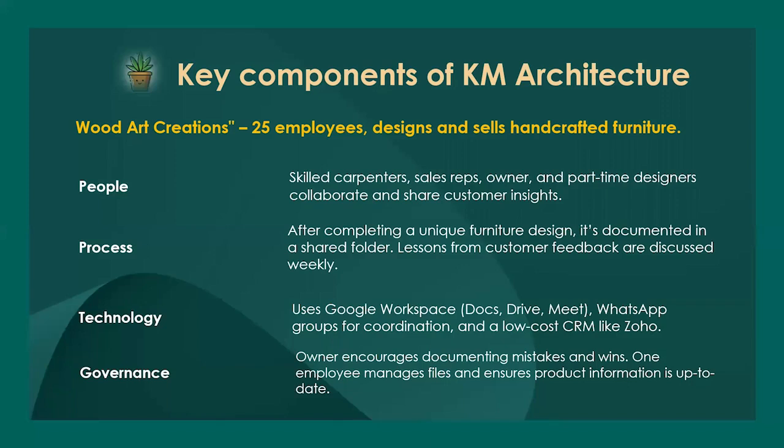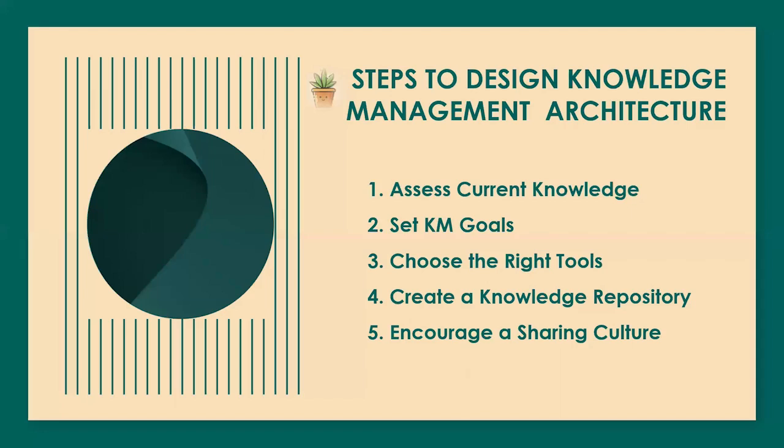In the next slide, I will talk about the steps to design knowledge management architecture. So, how do small and medium enterprises design their own knowledge management architecture? Here are 5 simple steps. First one is assess the current knowledge. It means what do you already know and where it is stored. The second step is set knowledge management goals. It means what do we want to achieve with knowledge management.